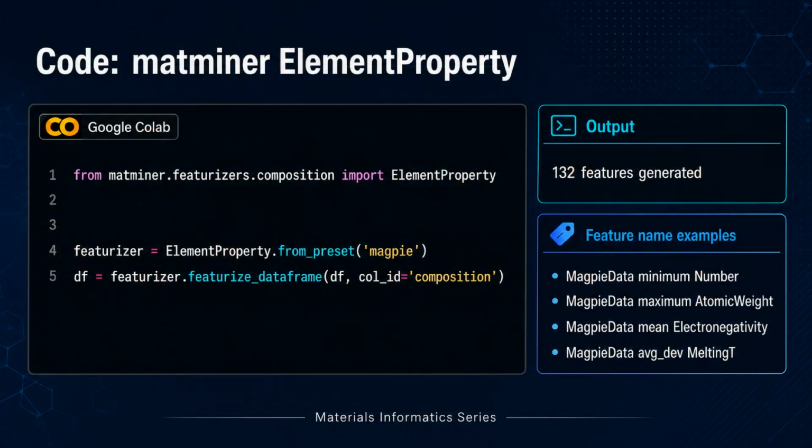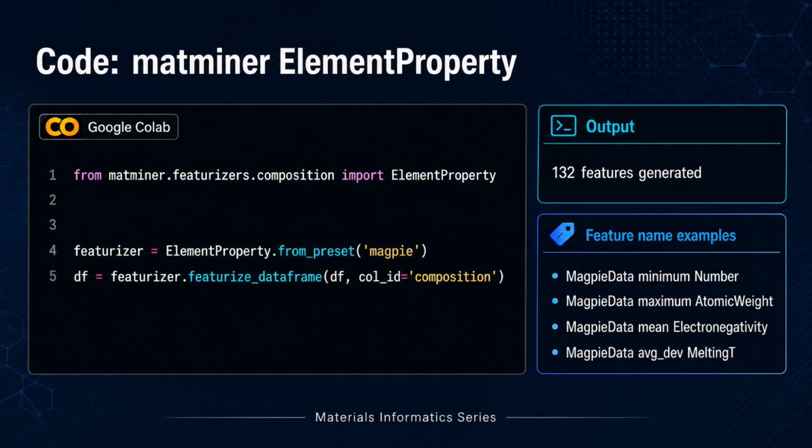MapMiner makes feature generation easy. Import ElementProperty from mapminer.featurizers.composition. Create a featurizer with ElementProperty.from_preset with Magpie. Apply it to a data frame using featurize_dataframe. This generates over 100 features automatically.